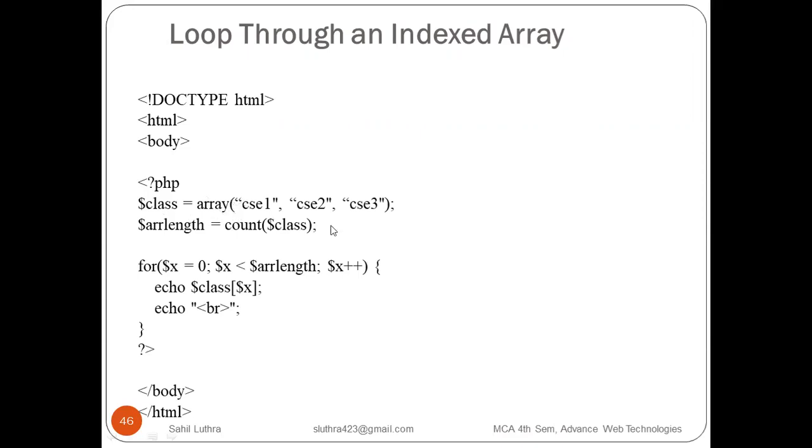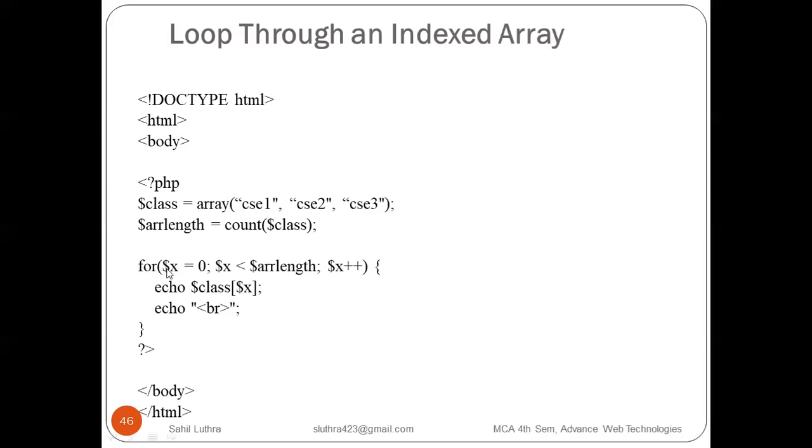So here we are going to declare an array. First of all, $class, this is the name of our variable. After that, the assignment operator. After that, the next thing is array, and in the round braces we are going to pass the values to our array. After that, we are going to create a variable. The name of the variable is $arrlength, and it equals count($class). What it means is that we are going to count all the values which are declared under the class variable.